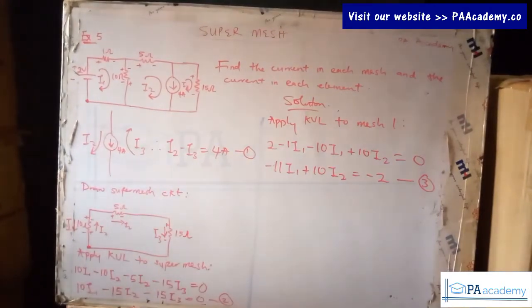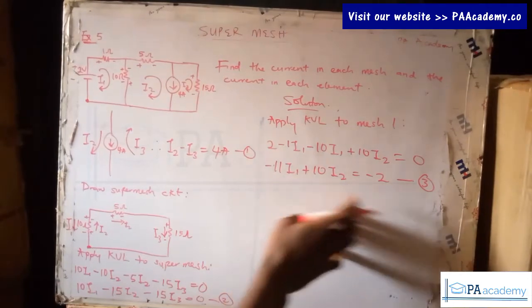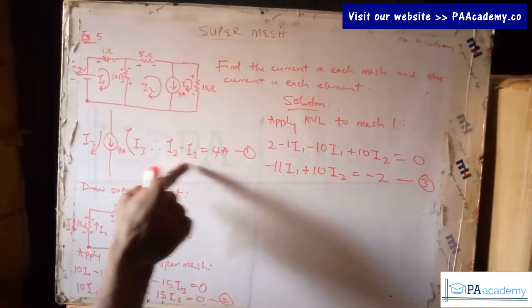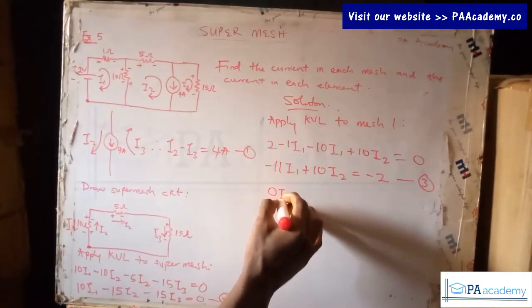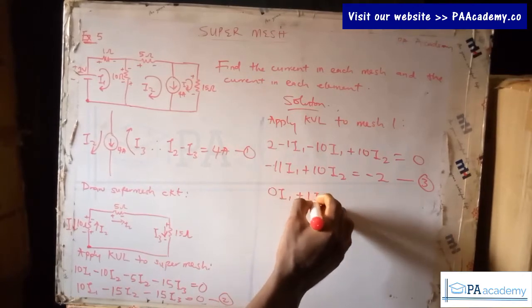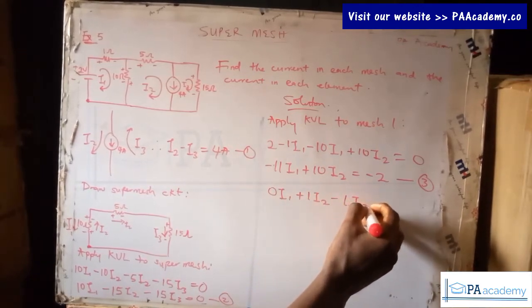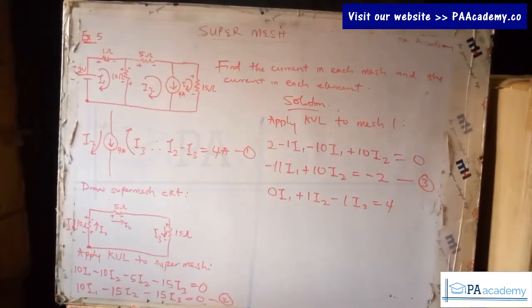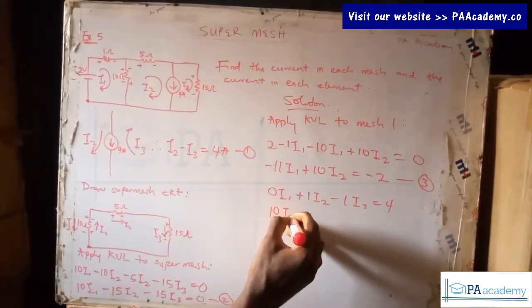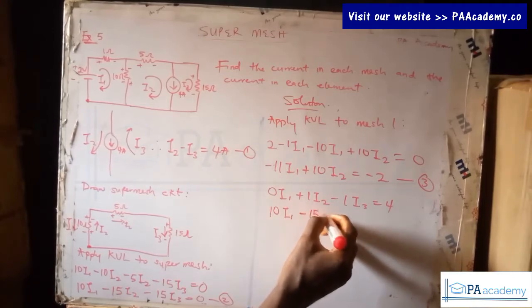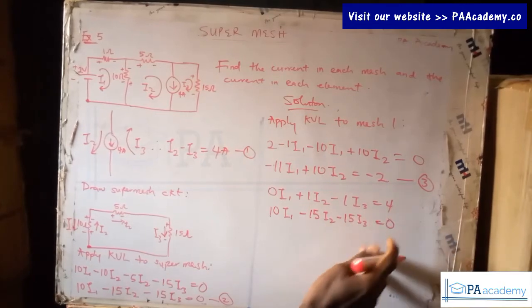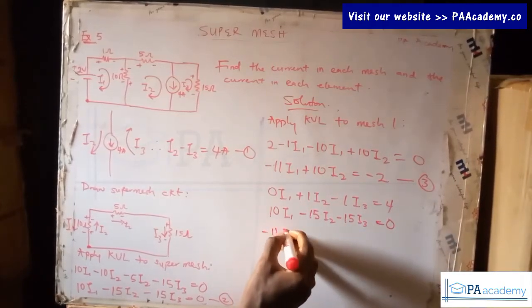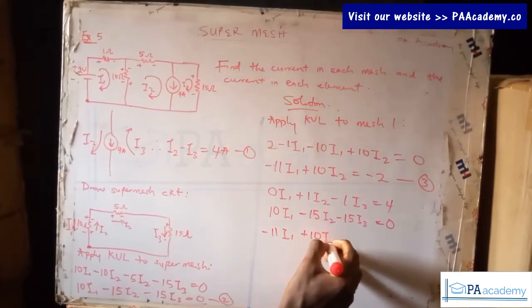So what we are going to do next is to solve equation 1, equation 2 and equation 3 simultaneously. So let me write it out the way I used to write it out, so I can just use my calculator to get the values. Here, this is equation 1. We're having I2 and I3, we don't have I1, so we can just pick it as 0 I1 plus 1 I2 minus 1 I3 equals to 4. And then equation 2, we have it to be 10 I1 minus 15 I2 minus 15 I3 equals to 0. While for equation 3, we are having minus 11 I1 plus 10 I2.